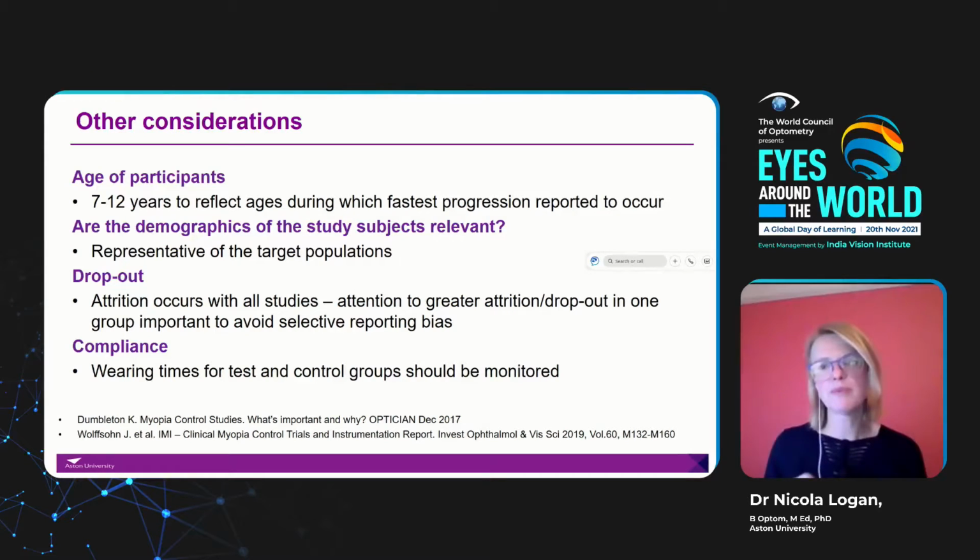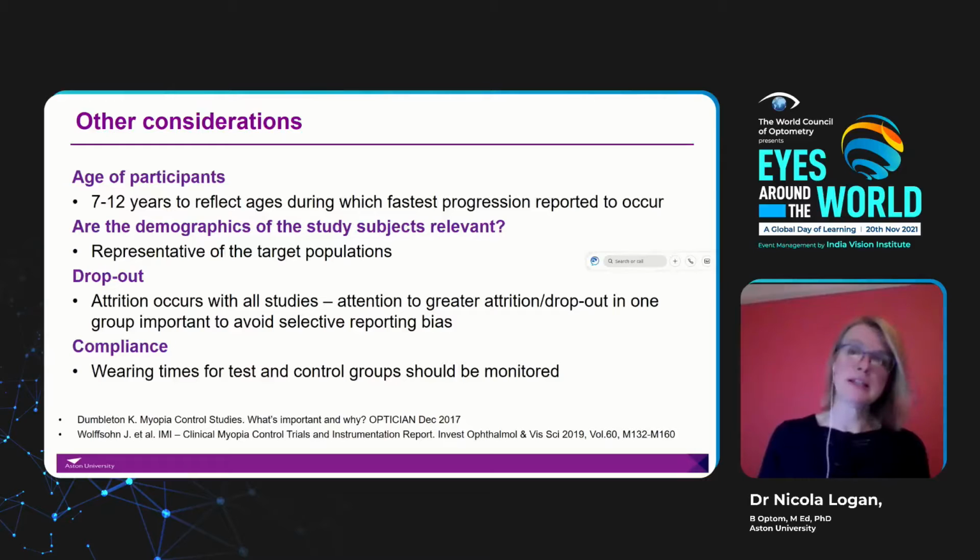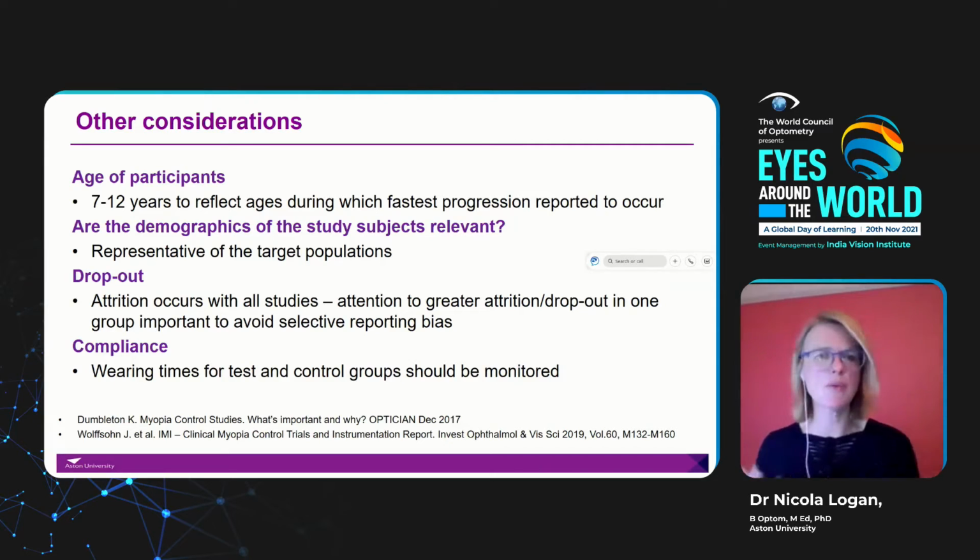And it's really important any intervention study measures compliance to the best of their ability, because we want to know that wearing time. If it's an optical intervention, the child needs to be wearing it during waking hours, for example. How can we monitor that? Is that reported in that study that you're reading about?